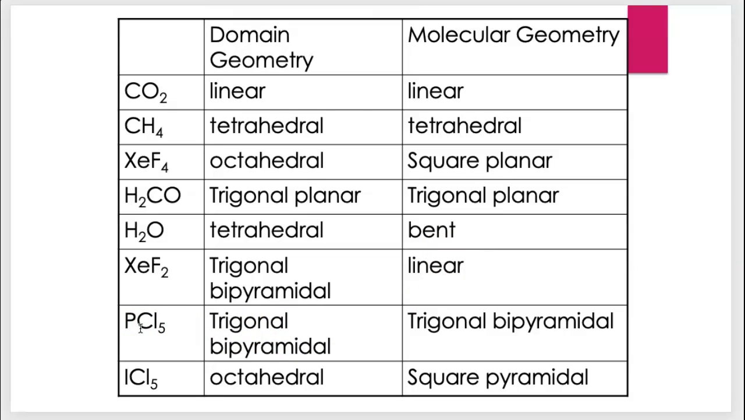Phosphorus pentachloride was represented on one of the molecules. Okay, it has 5 domains because each of the chlorines has a bond to phosphorus, trigonal bipyramidal. There are no extra electrons on that phosphorus, so it's also trigonal bipyramidal molecular geometry. And iodine pentachloride. The iodine makes bonds with each of the chlorines, so that's 5 domains, but it has a lone pair, so it would have 6 domains total, so it's octahedral for the domain geometry. But since one of them is non-bonding, we would call it square pyramidal.